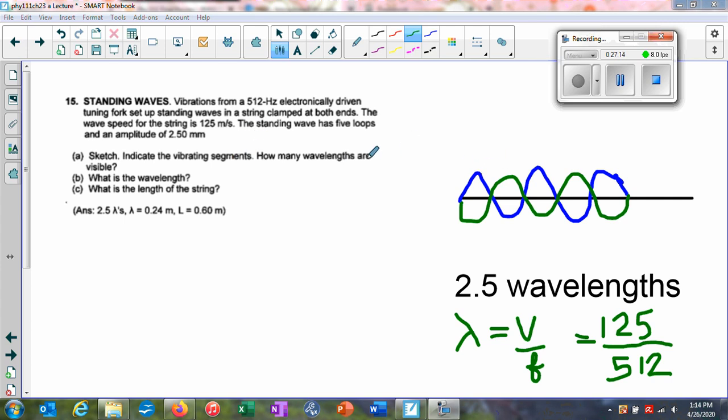And it has 5 loops. Each of these loops has an amplitude of 2.5 millimeters. So that's going to be important in my sketch. I could label that. This distance from here to here, 2.5 millimeters. I know about the amplitude. I have these nodes and these antinodes. It told me 5 loops.